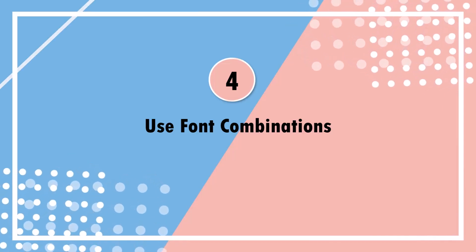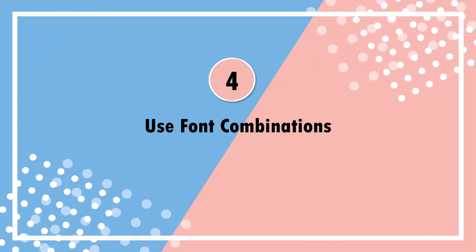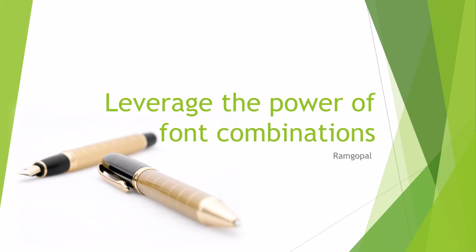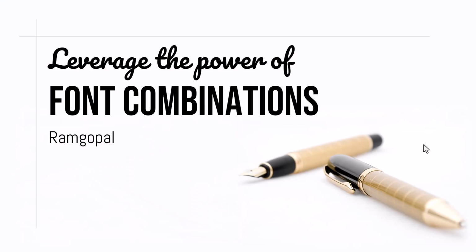Now, the fourth idea is to use font combinations. What are font combinations? Take a look at this title slide. It looks dull and boring because there is just one type of font used for the title. Now look at the same title written with 2 different fonts. Instantly the design appeal climbs up a few notches.